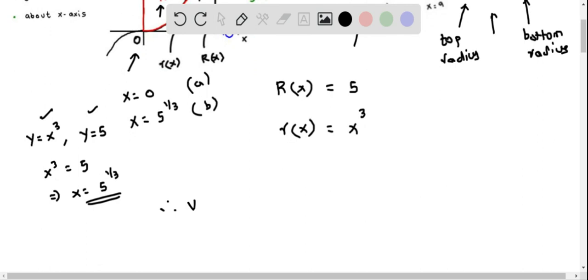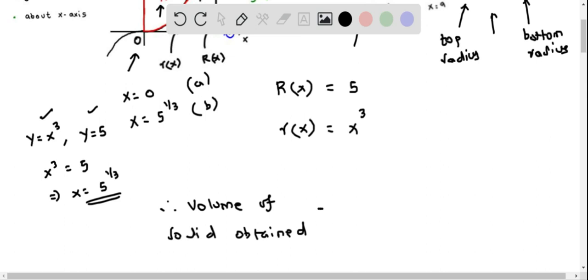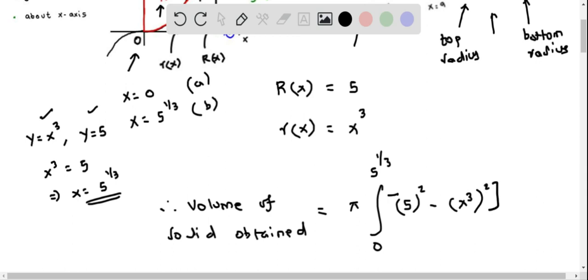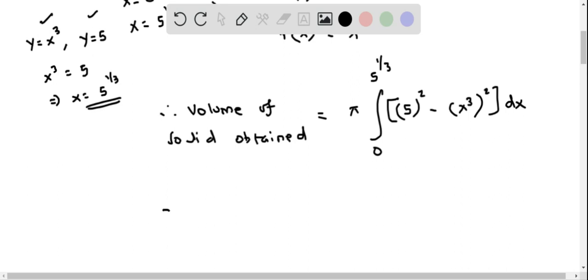So therefore, the volume of the solid obtained equals pi times the definite integral from x equals a, which is 0, to x equals b, which is 5 to the power 1 by 3, of the big R of x quantity squared, which is 5 squared, minus the small r of x, which is x cubed, quantity squared, and this has to be integrated. We put dx. So let's integrate and evaluate this.